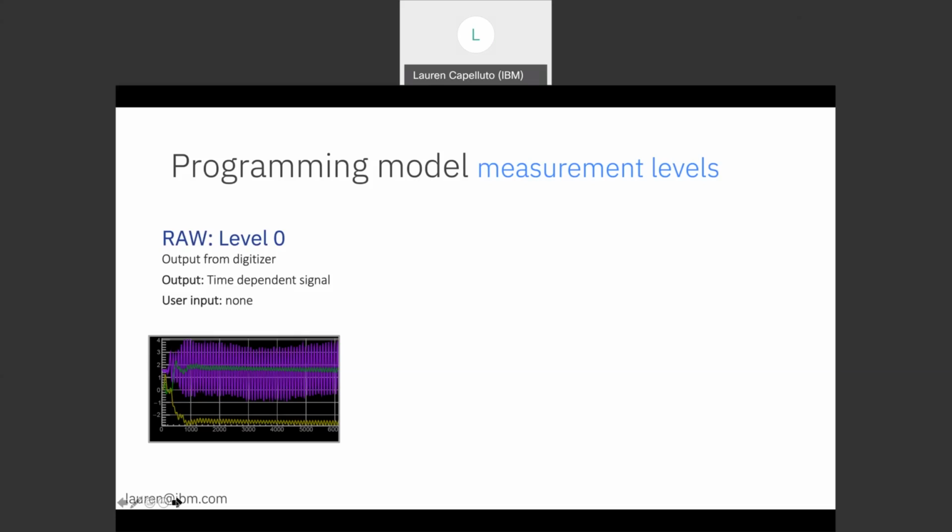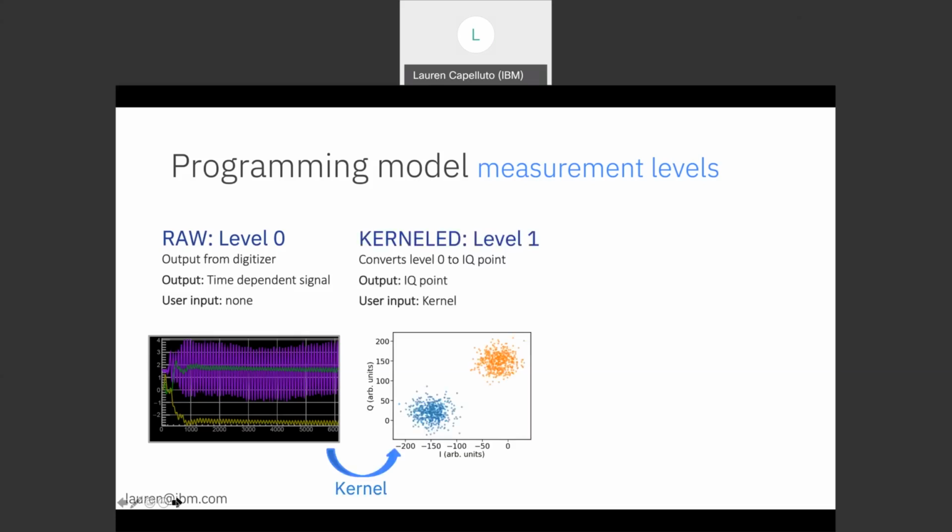We can integrate this signal using a kernel to create an IQ point. So the signal on the left side is going to correspond to just a single point in the middle. When we repeat this many times, we can see that the scatter of these IQ points is going to be dependent on the state of the qubit that the readout resonator is coupled to.